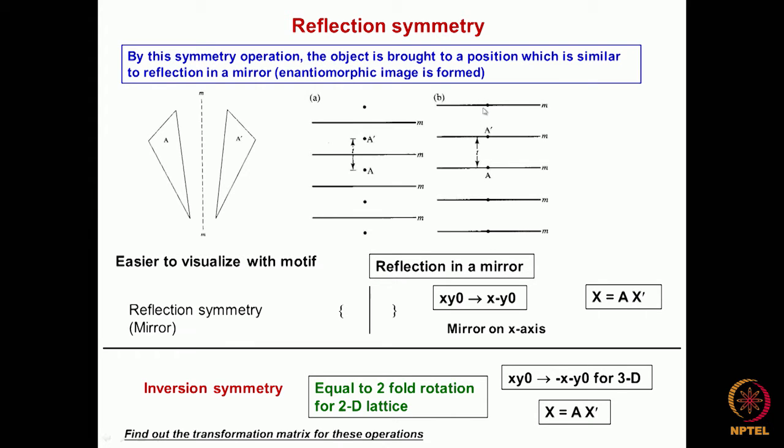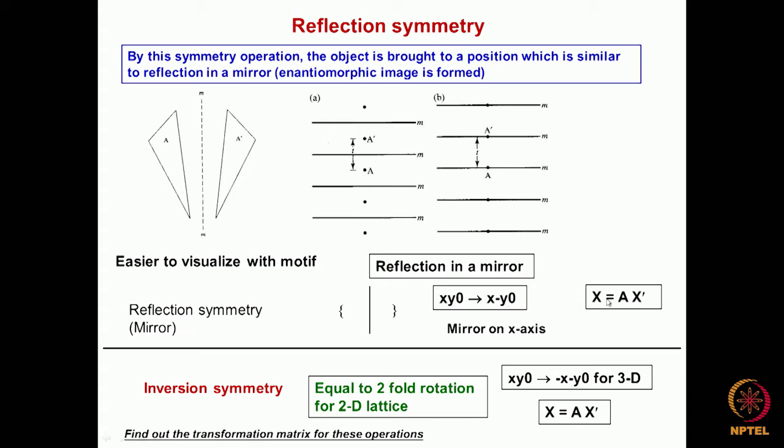But mathematically, by this symmetry operation, a point which has some coordinates x, y, z gets repeated and generates a new point. What should be the coordinates of those points? For a mirror reflection, if the mirror plane is lying on the x axis, then if the coordinates of this motif are x, y, 0, it gets repeated to x, minus y, 0. Why did I choose 0? Because in a two-dimensional lattice, it is only in the xy plane, so the value of z becomes 0. Otherwise, if you consider 3 dimensions, this will become x, y, z turning to x, minus y, z.